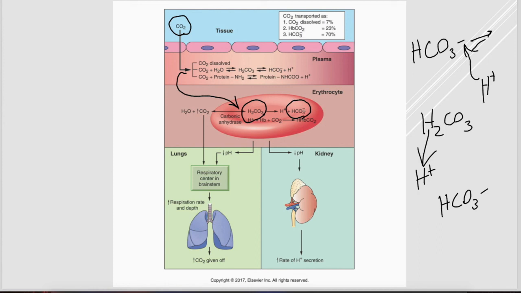There's some other things that are going on that we'll talk about later, but basically, once this gets back to the lungs, this reaction actually reverses. CO2 is released from that red blood cell, and you exhale it. So really important buffer system. Don't worry about the details now because we're going to learn the details later.